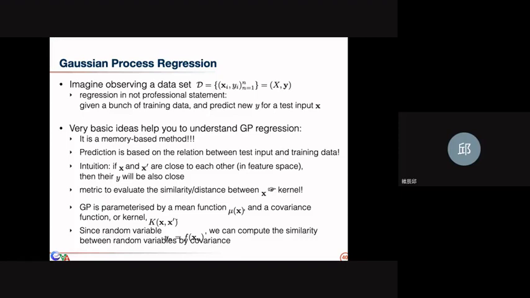Because of this intuition, that if x and x prime are close to each other then their y will also be close, you need to define a metric.